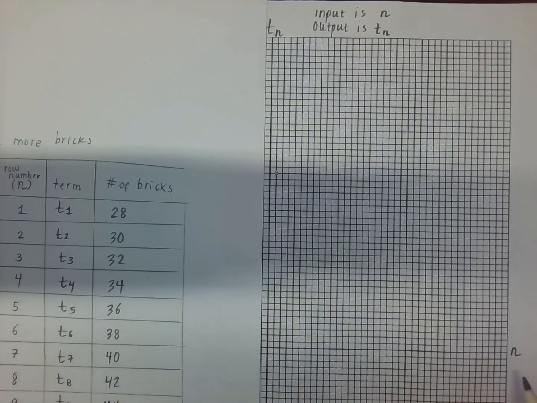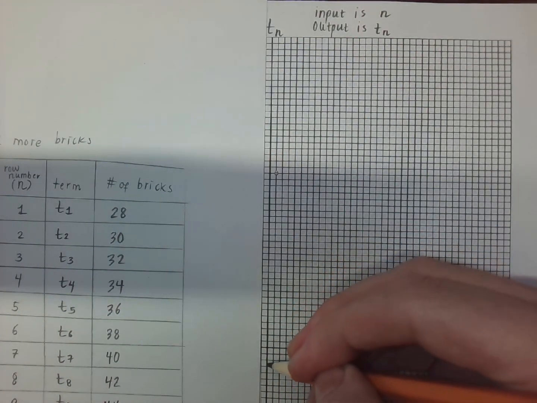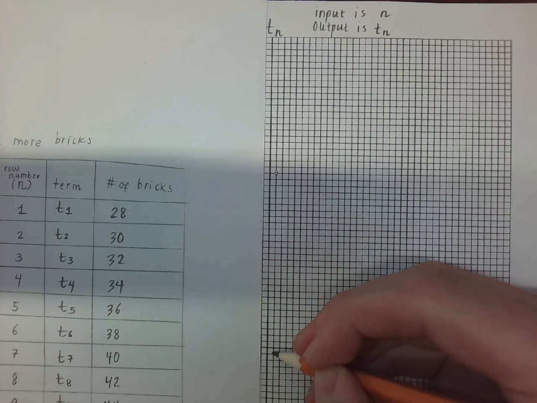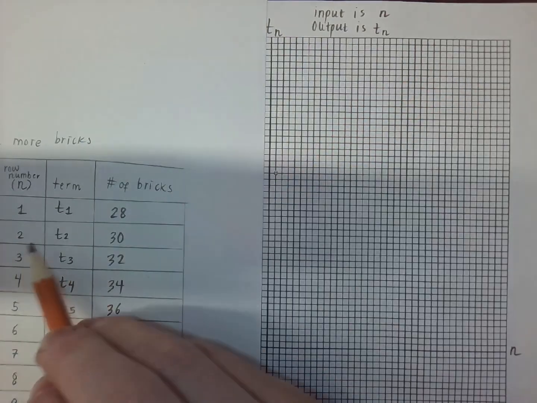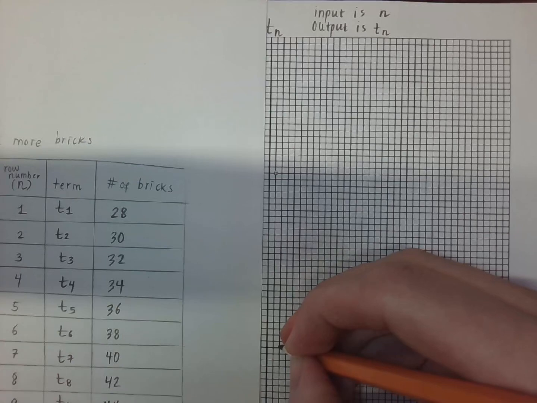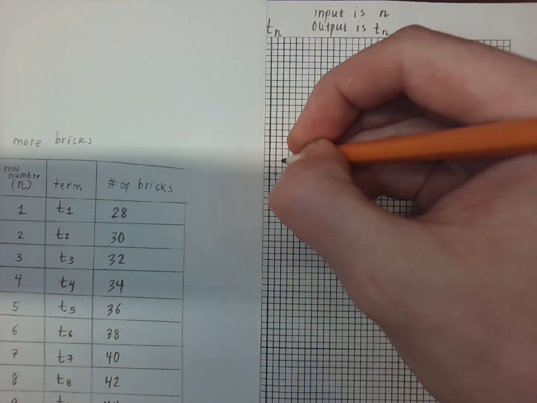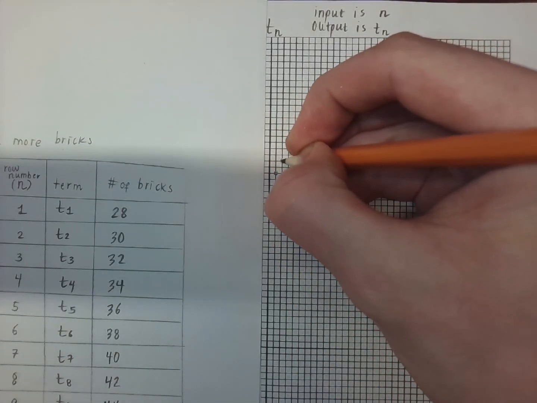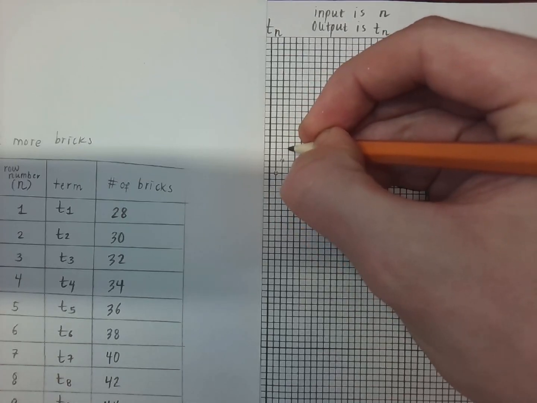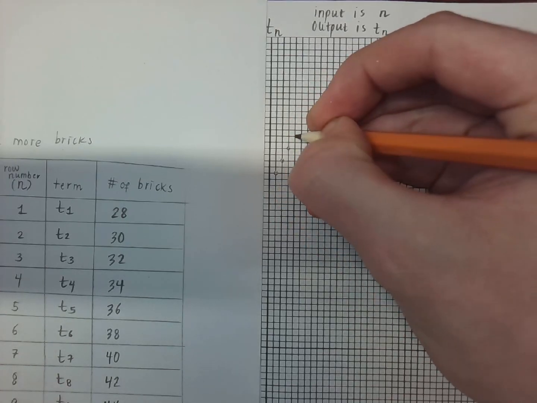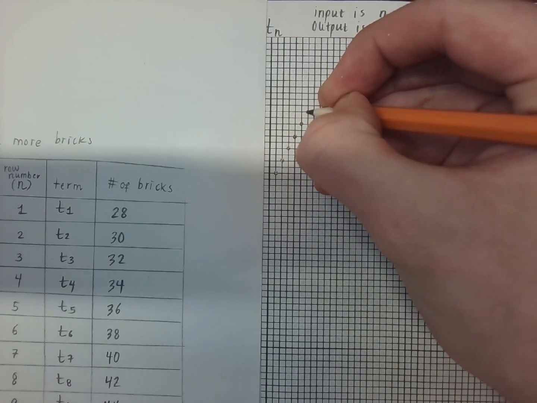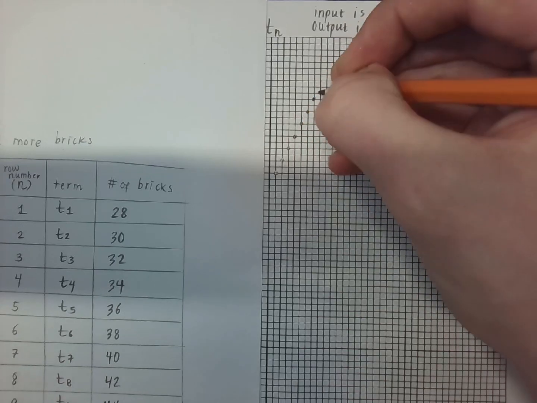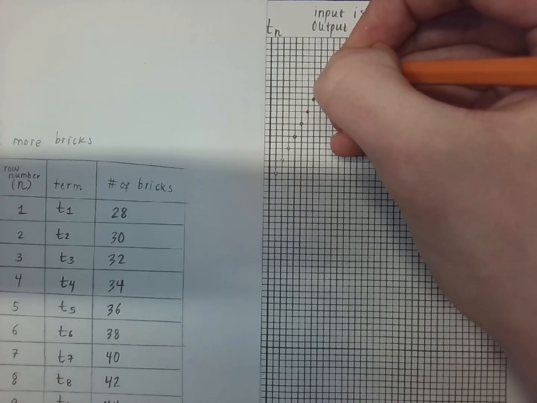So when n equals 1, here's that slightly bolder line, n equals 0. When n equals 1, T of n is 28. When n equals 2, T of n is 30. When n equals 3, T of n is 32. So I'm going up by 2 every time. And I'll just do this until I run out of space, because I will run out of space at a certain point.